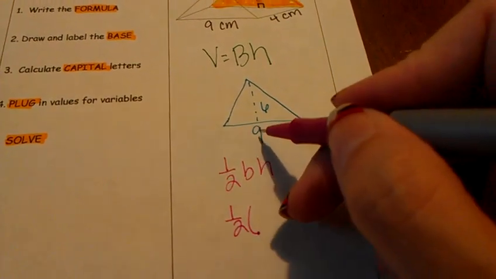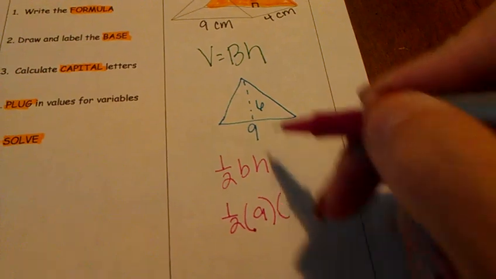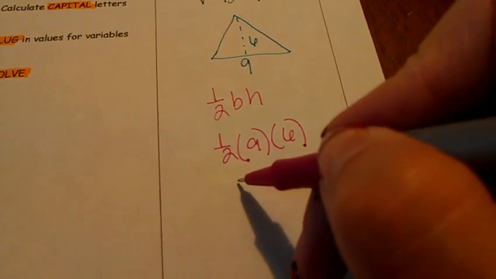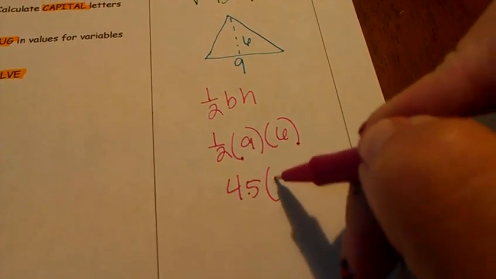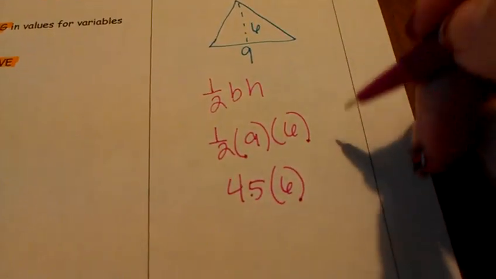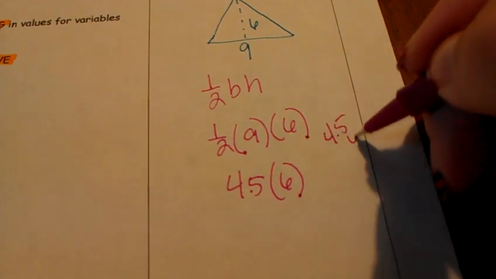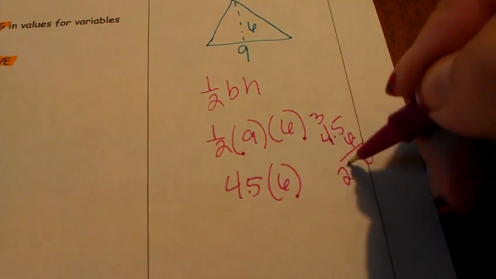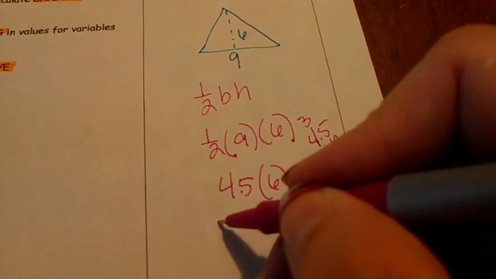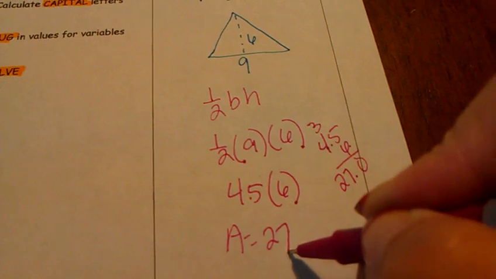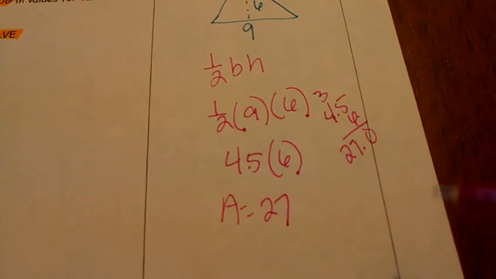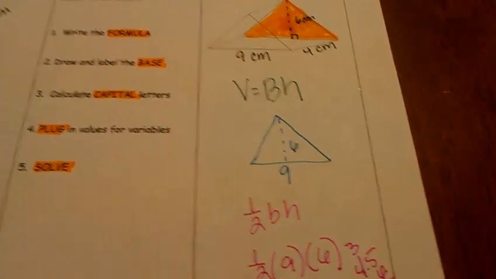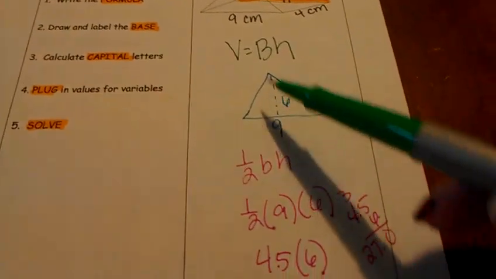1/2, the base is 9. The height is 6. So 1/2 of 9 is 4.5 times 6. Let's do the work. So the area of my base is equal to 27. Okay, what's my next step? I've just calculated the capital letter. Now I've got to plug in values for variables.